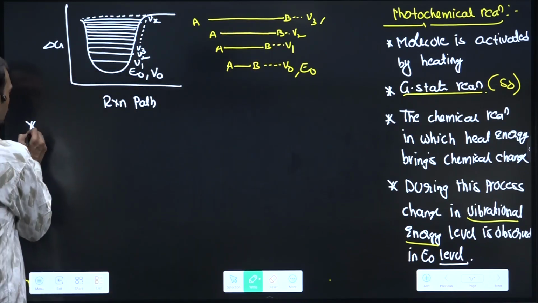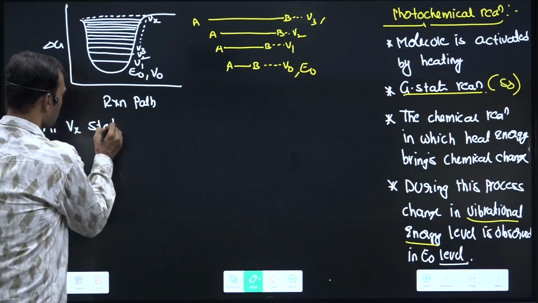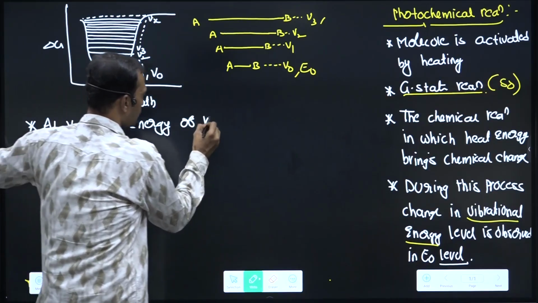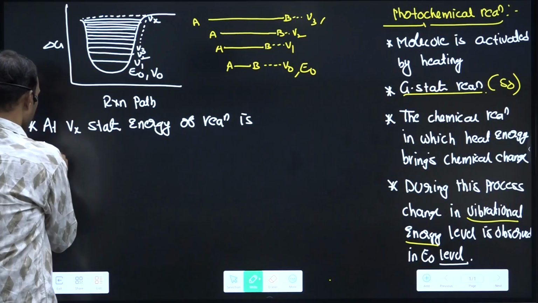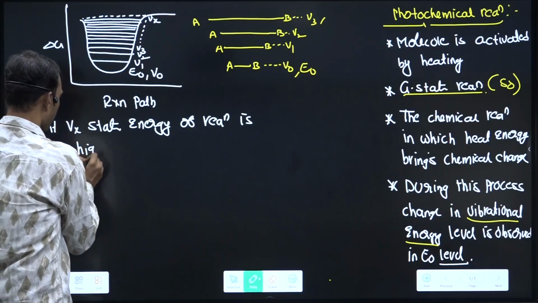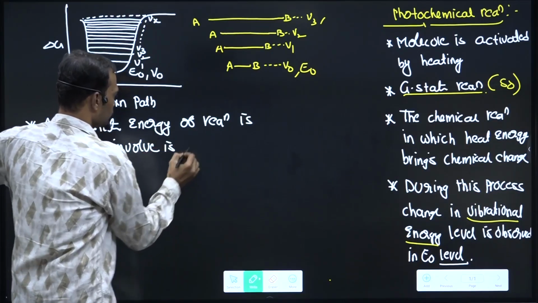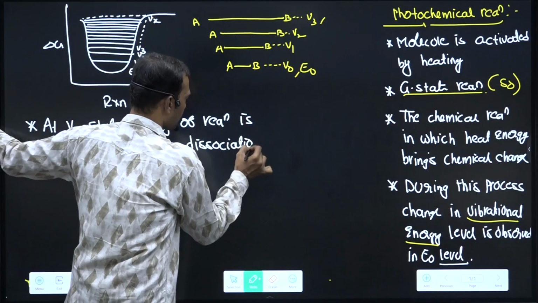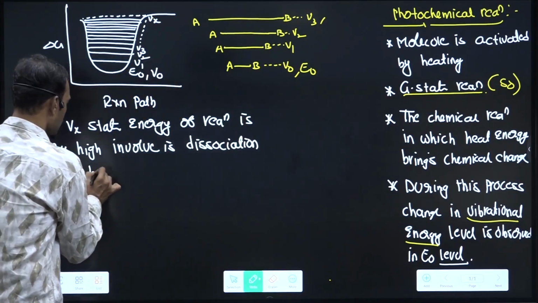Okay? So, right. At the Vx state, the energy of reaction is very high. It is involved in dissociation, nothing but breaking. So that is known as bond dissociation energy.